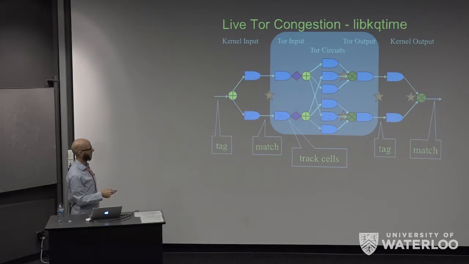Inside of Tor, a cell is just a package. It's like a packet for Tor, inside of Tor. These packets or cells are tracked from the moment they're created until they're eventually sent out onto the kernel. Okay, so those cells, we can measure how long they're spending in each of these different buffers.